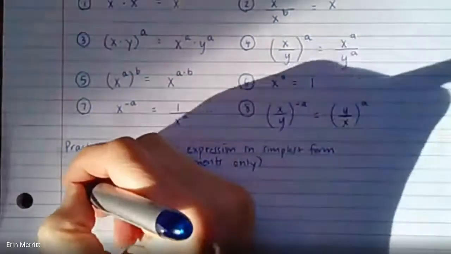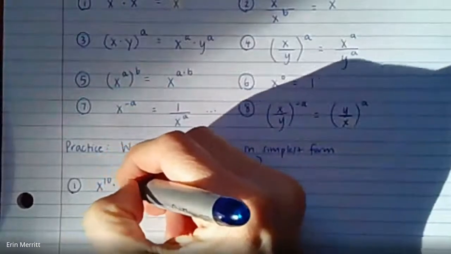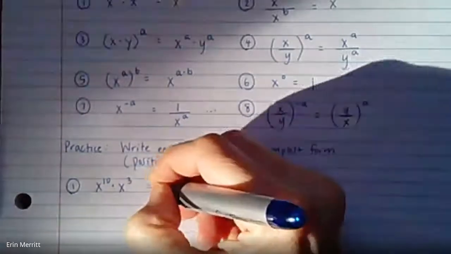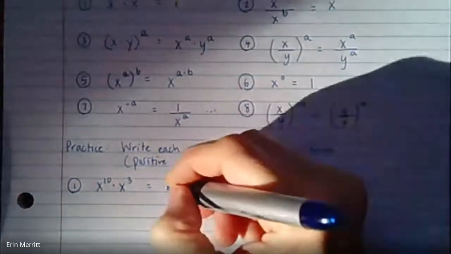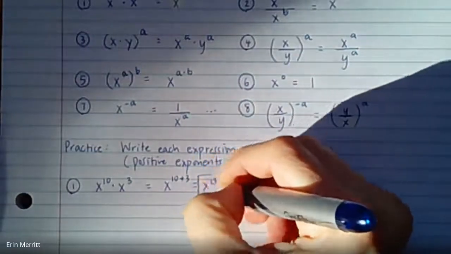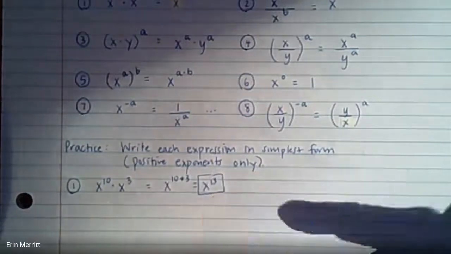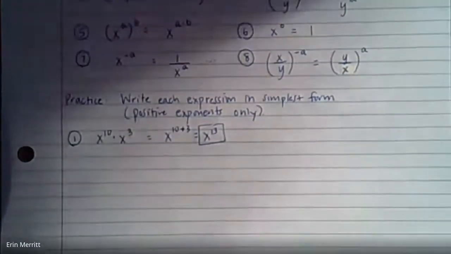All right, so the very first one, if I give you x to the 10th times x to the 3rd, that's that first rule, adding exponents. So 10 plus 3, there's x to the 13th. And you can even picture this would literally be 10 x's written out, 3 x's, total 13, easy, done.